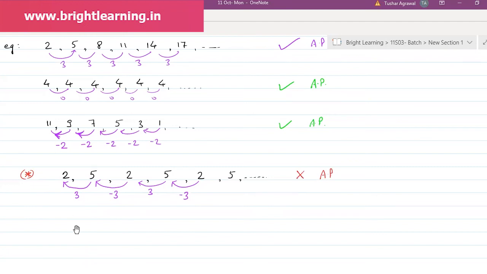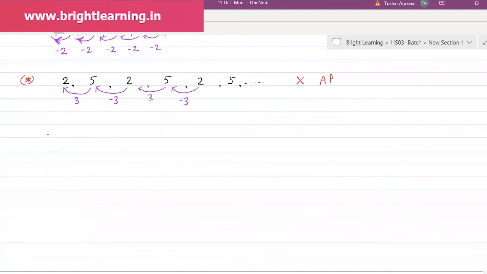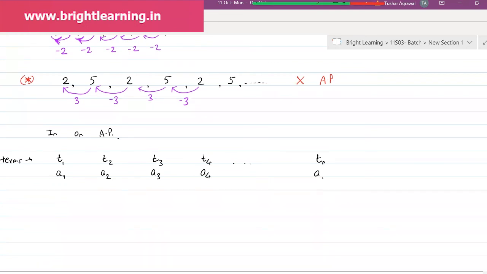So common terminology is the notations in an AP. In an AP, you can either represent the terms as T1, T2, T3, T4, and so on up to Tn, or you may represent them by A1, A2, A3, A4. Generally, you can use Tn also, term 1 or A1, A2, and so on.